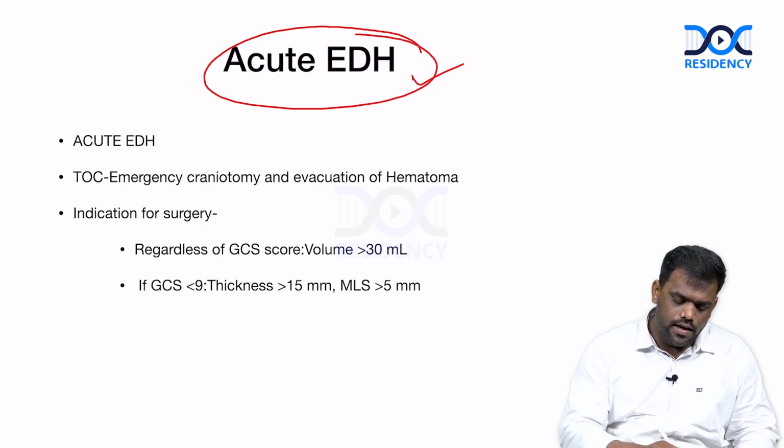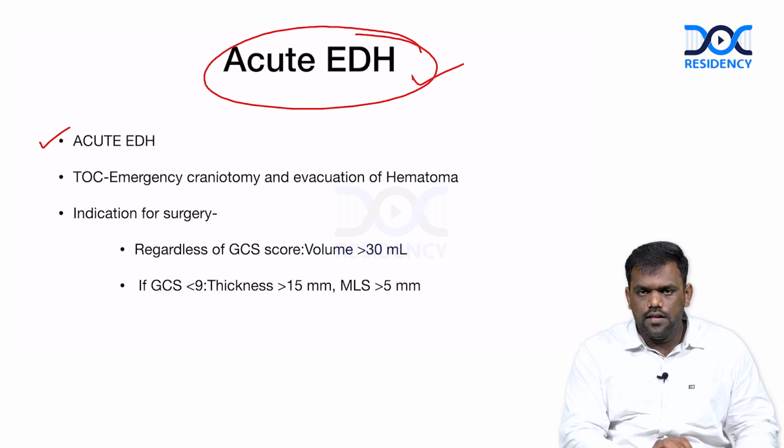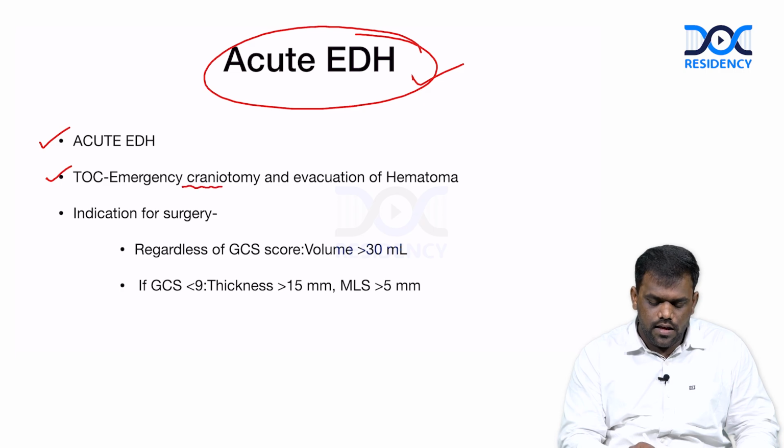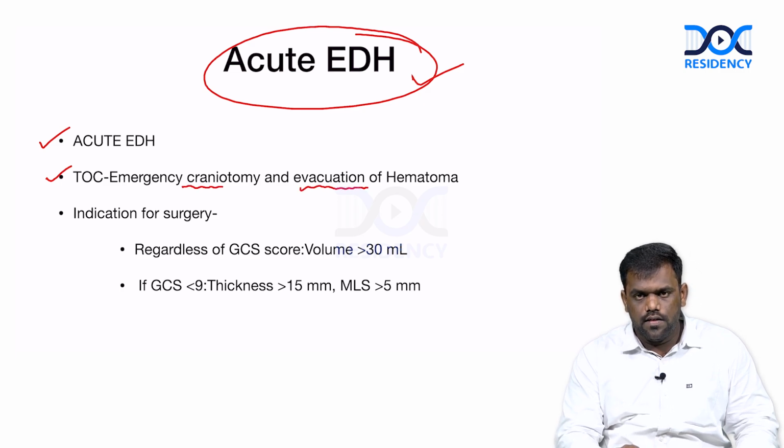The diagnosis is acute extradural hemorrhage. The treatment of choice: since the patient presented with mass effect and a midline shift, you have to immediately do an emergency procedure. The acute EDH is a very urgent emergency. You have to do an emergency craniotomy and evacuation of the hematoma as soon as possible after the patient presents to you.